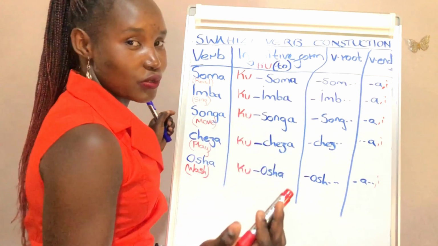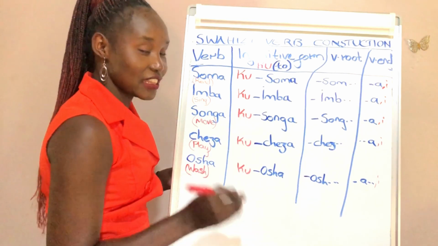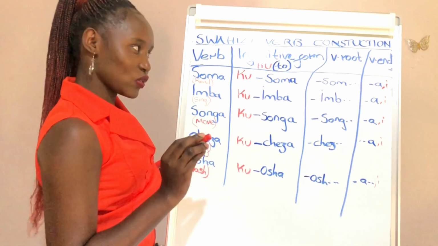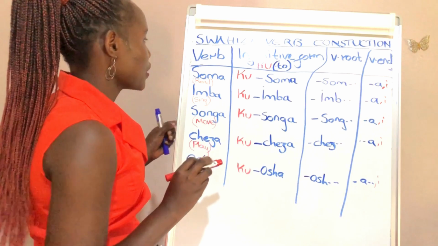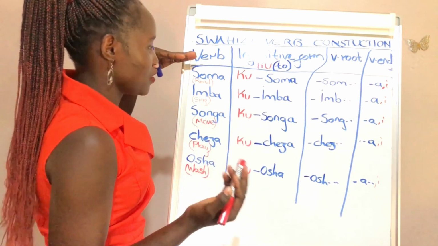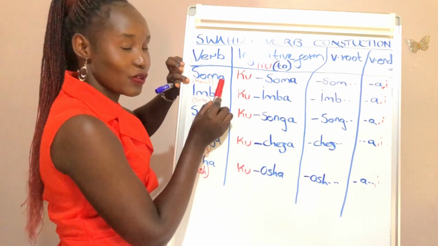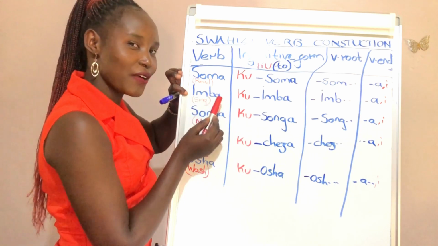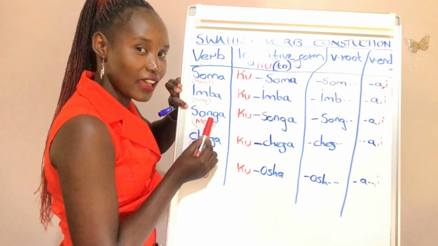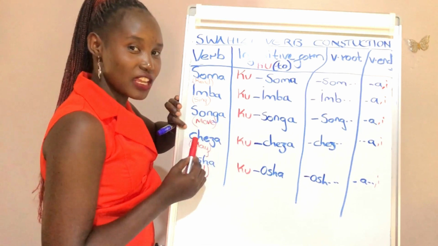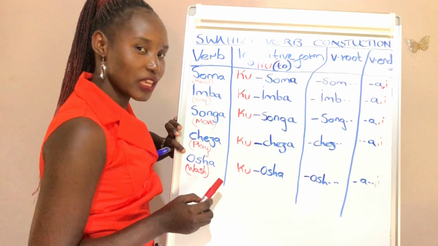Examples of the verbs we are going to use today. Of course, we all know what verbs are. If you don't understand, you can check the link in the description and go through that video. It has detailed information about the verbs also. So a verb, as we all know, is a doing one. So our verbs for today, we are going to use soma, which means read, imba, which means sing, songa to mean move. We have cheza to mean play. And then we have osha to mean wash.